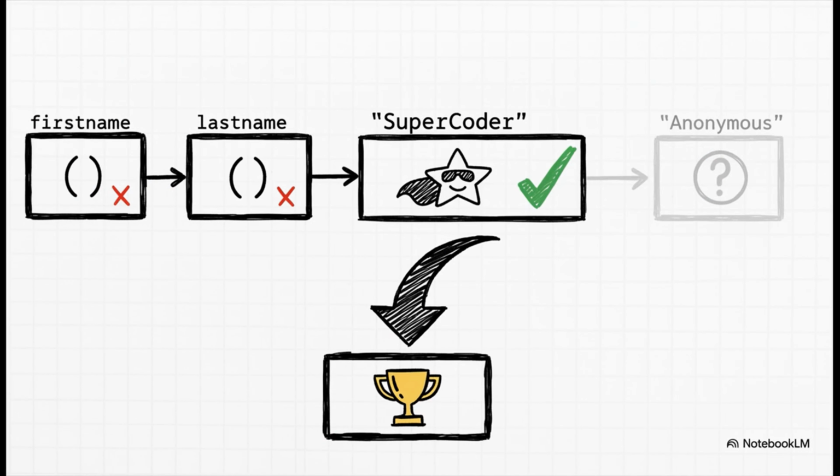Now this is where the OR operator is a real superstar. Imagine you need to show a user's name, but you're not sure if you have their first name or last name. You can just chain them all together with OR. JavaScript checks first name, it's empty, falsy. Checks last name, also empty, falsy. Then it gets to nickname, which has a value, that's truthy. So it immediately stops and returns supercoder. It's such a clean and elegant way to set up default values.